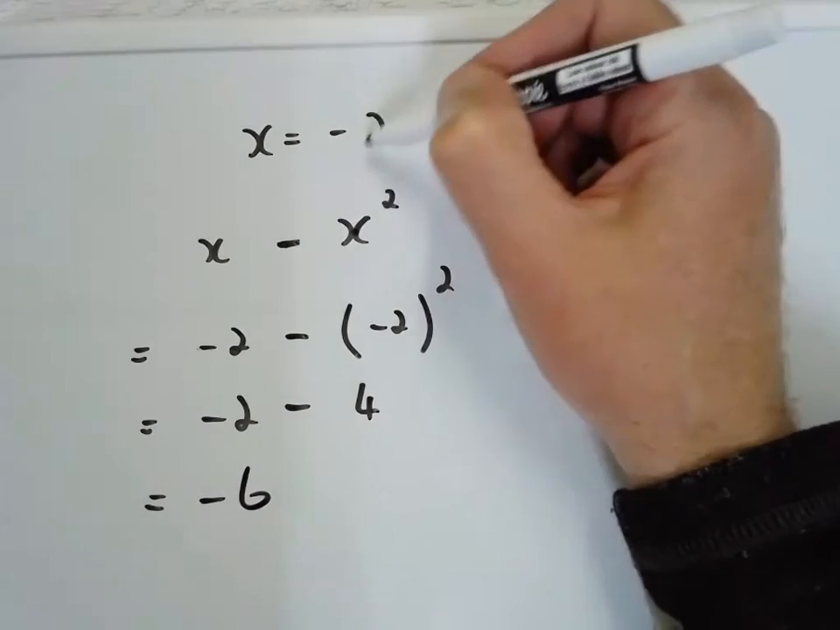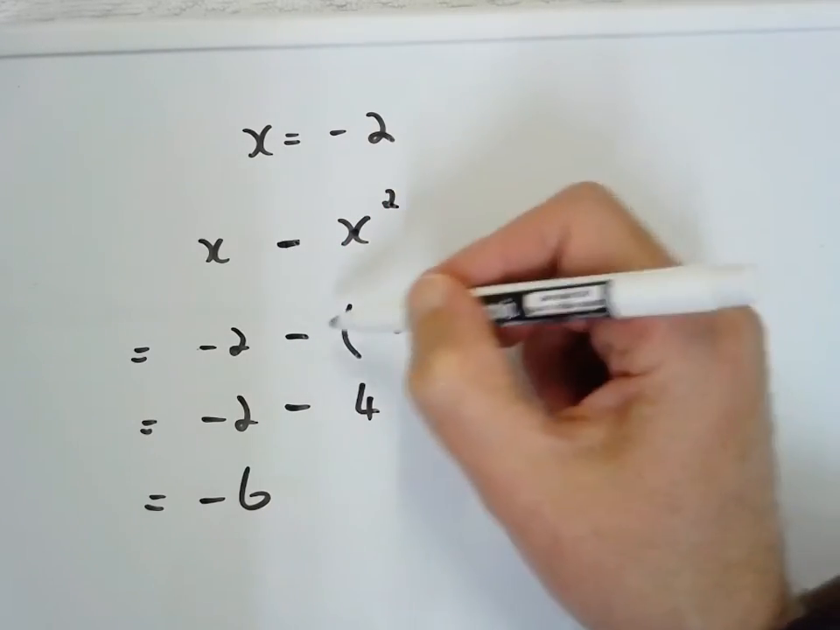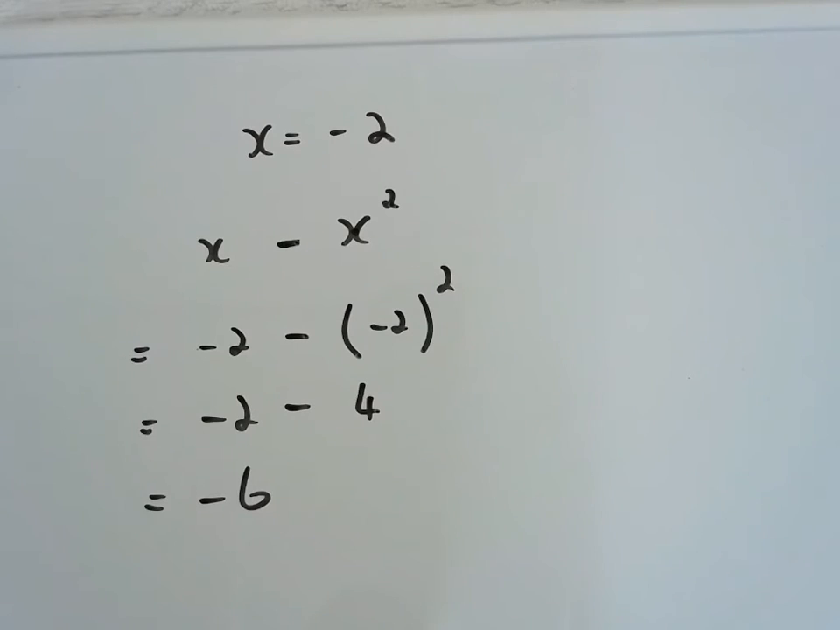-6. So when we have these negatives and squareds and negatives and brackets, you've got to be very, very careful. So make sure you're up on your integer skills.